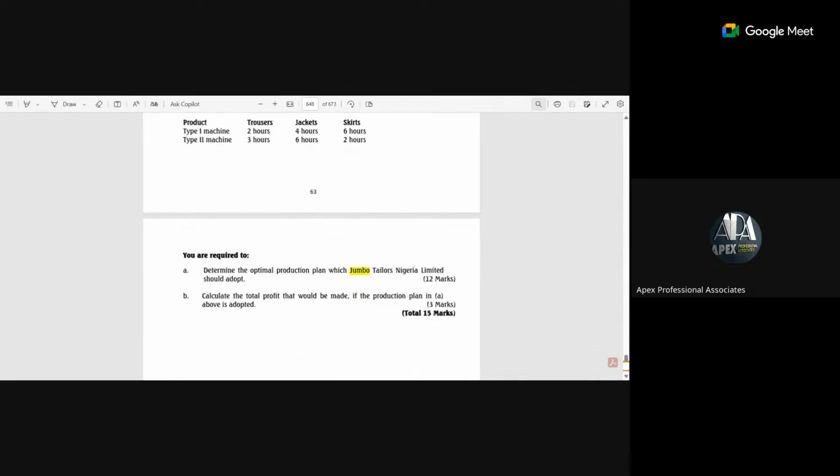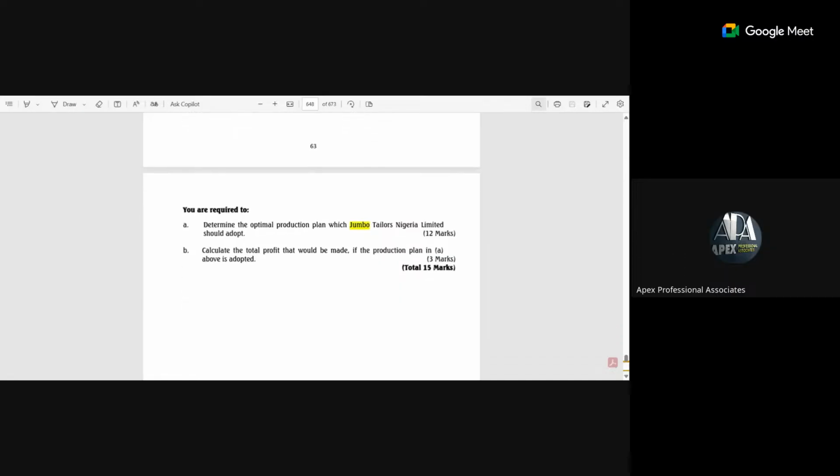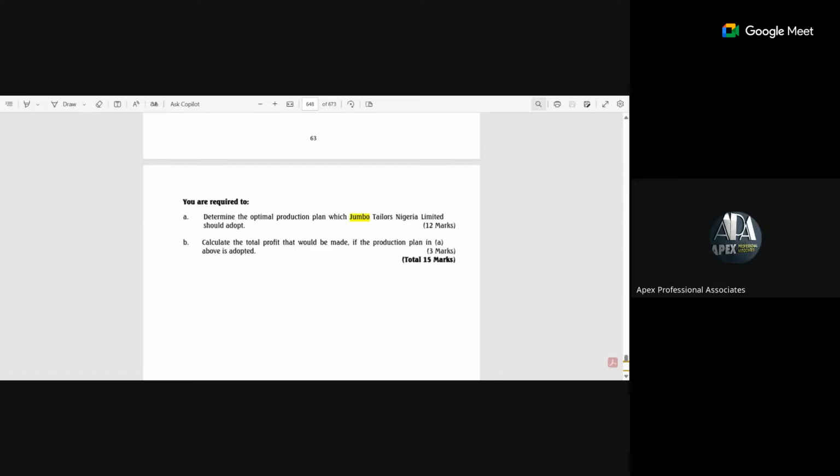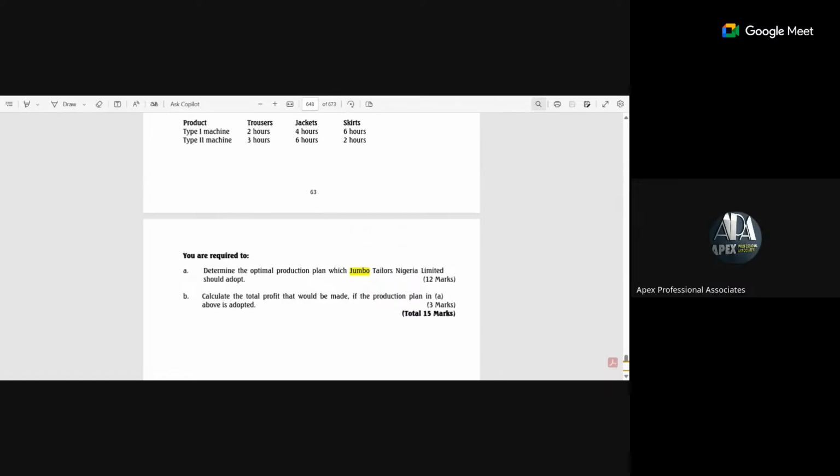You are required to determine the optimal production plan which Jimbo Tailors Nigeria Limited should adopt. Calculate the total profits that will be made if the production plan in A above is adopted. Yes. So now, what are we going to do? Let's show the workings.